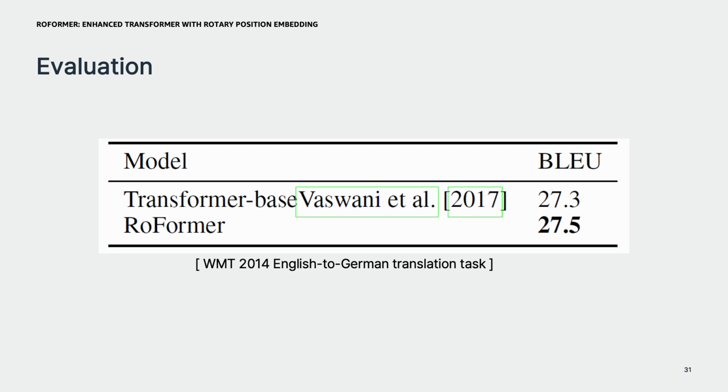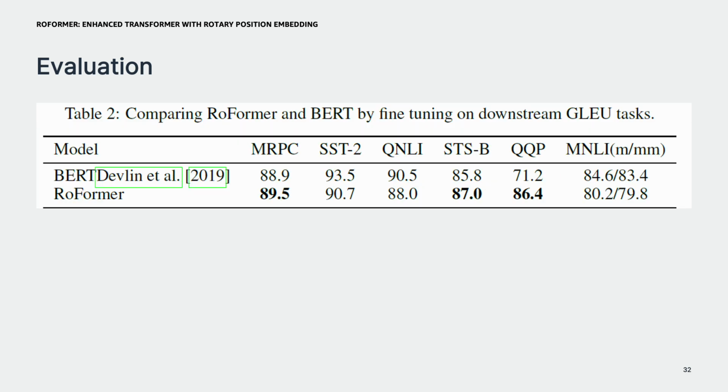RoFormer has been evaluated on various benchmarks. For example, in the WMT 2014 English to German translation test, it achieved higher BLEU scores compared to both the original Transformer and Transformer XL. This improvement can be attributed to rotary position embedding's ability to better capture relative distance information between words during translation. The advantage becomes even more pronounced as sentence length increases.